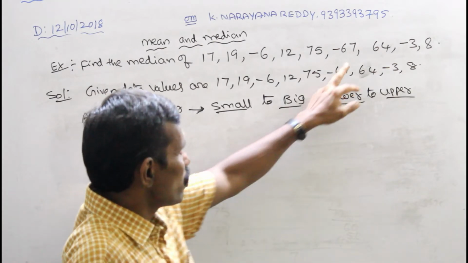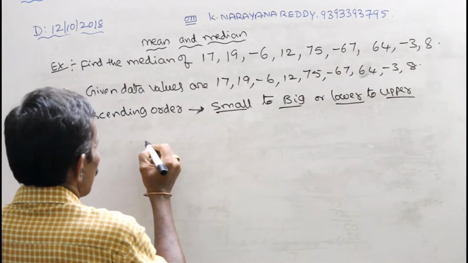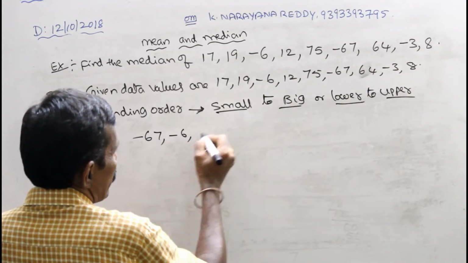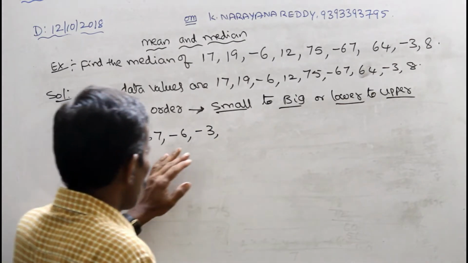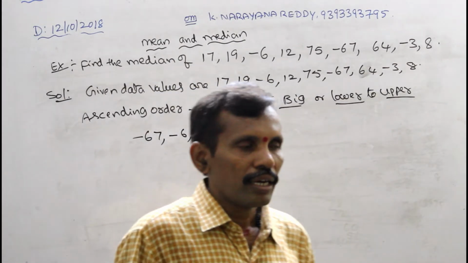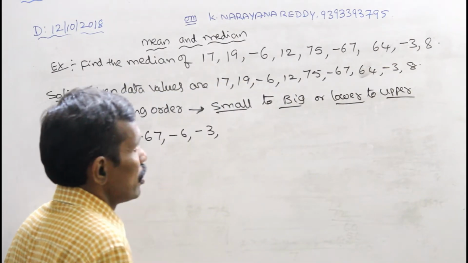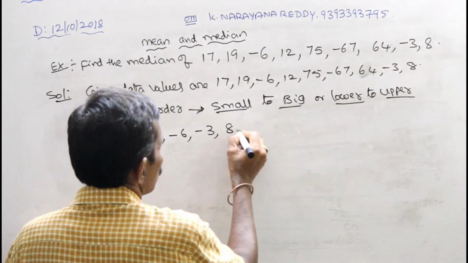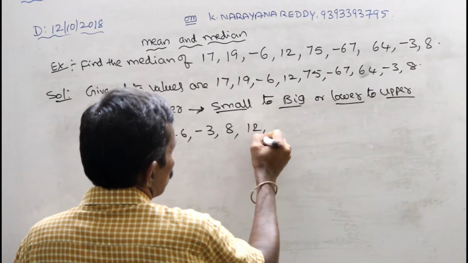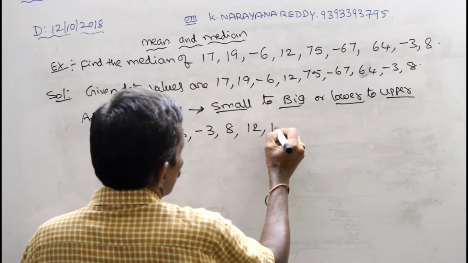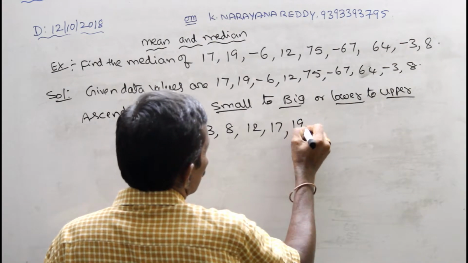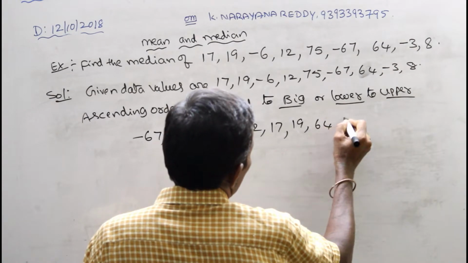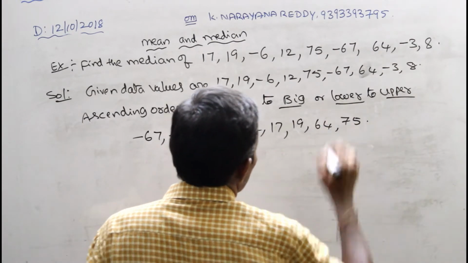So, ascending order means what? First of all, which is the smallest one? Minus 67. Next one is minus 6. Next one is minus 3. Now negative numbers are over. Next one is positive numbers. Which is the smallest one in positive numbers? See here, 8. Next one is 12, 17, 19. Next one is 64. Next one is 75.